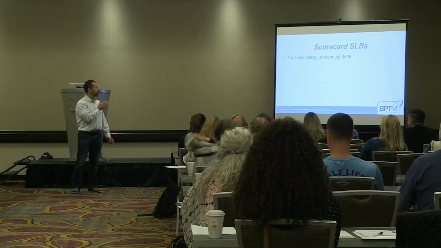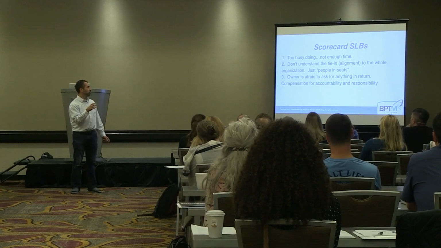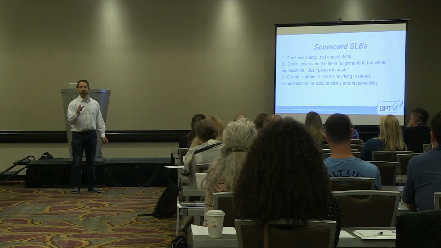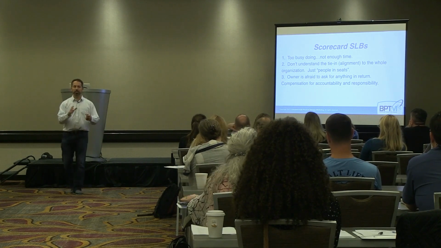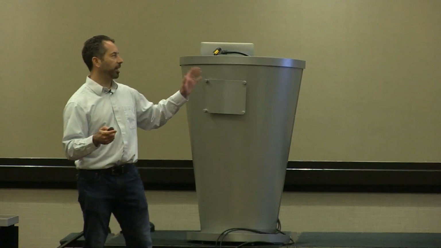Scorecard, self-limiting beliefs: too busy doing, not enough time. Sounds familiar? Don't understand the tie-in or alignment to the whole organization, just people in seats. So we have people in areas, we have a receptionist sitting out front, but we're not necessarily painting that vision, that picture of how what she's doing up front relates to everything else. You okay, Blaine? Okay. But like a fully functioning CEO, if you read any of the Gino Wickman stuff, Scaling Up, Jim Collins, anybody that is writing business books, that is the job of CEO. Here's the overall purpose of where we're going as a team. This is how your job is related.